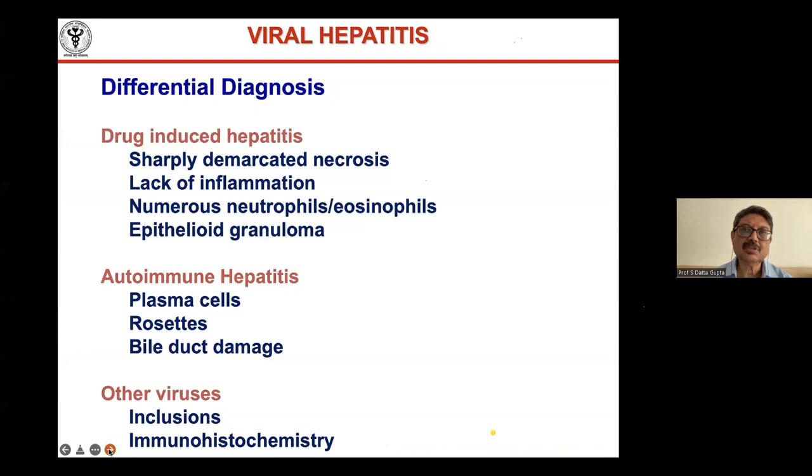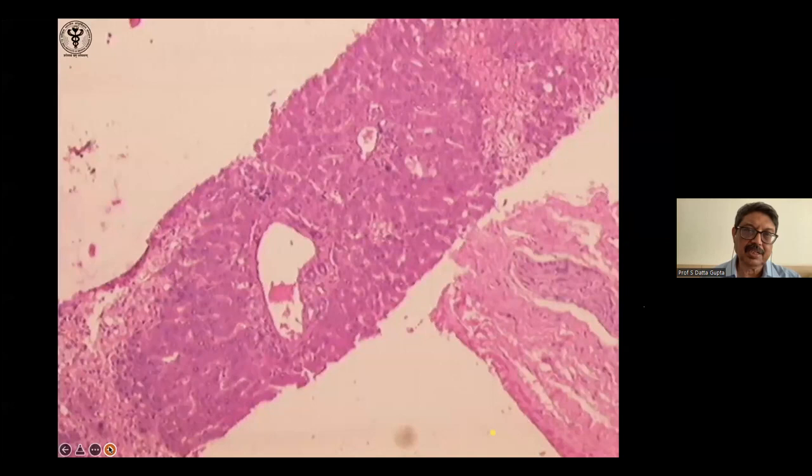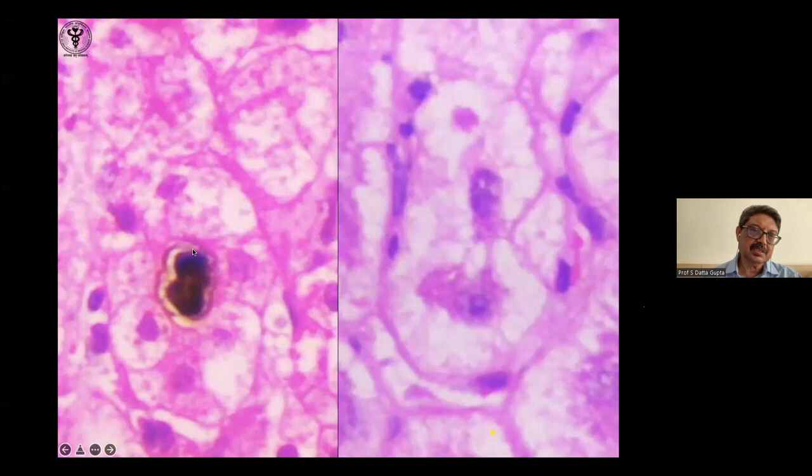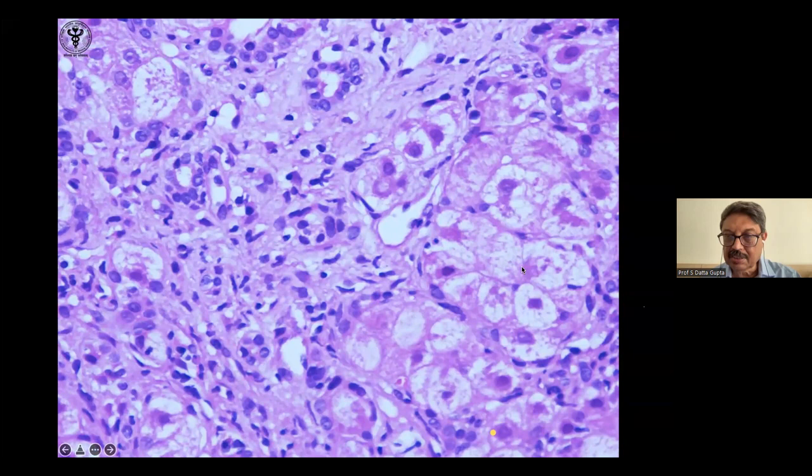Right? So please remember, all these changes can be seen in drug-induced injury, autoimmune hepatitis, other viruses, and so on. But in drug-induced injury, generally the necrosis is very punched out and clearly marked. There are other things. This is a cholestatic rosette, cells surrounding a canalicular rosette, sorry, with bile here. No canaliculus in the middle. I brought in the term because these rosettes are very commonly seen in autoimmune hepatitis. This is interface hepatitis and other things that you see.